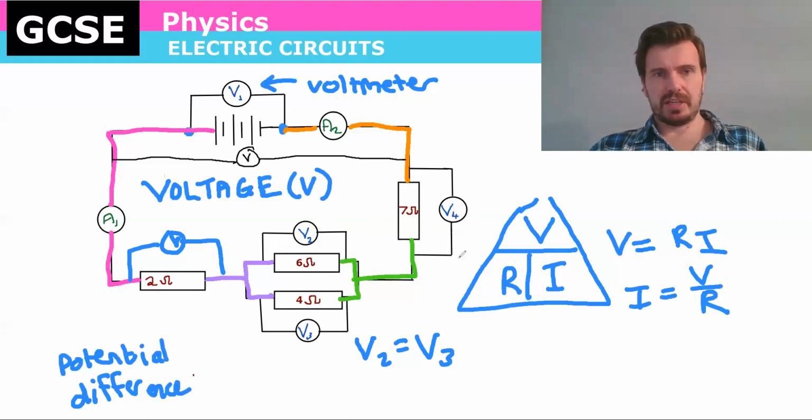So voltage, let's recap. Voltage is potential difference. It's measured in volts. It stays the same in parallel. It gets used up along the circuit. And we can calculate voltage by multiplying resistance times your current. There are other equations for voltage using power, which we will do in another lesson.